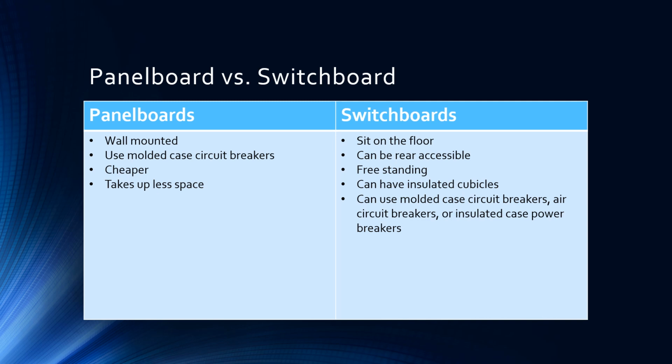Switchboards, they sit on the floor so you can kind of move them around and they can be anywhere. They can be rear accessible, unlike the panel boards, because the panel boards are wall mounted. They're freestanding and can have insulated cubicles. They can use the molded case circuit breakers, air circuit breakers, or insulated case power breakers. So panel boards are your more cost-effective option, but switchboards you can customize to what you need.